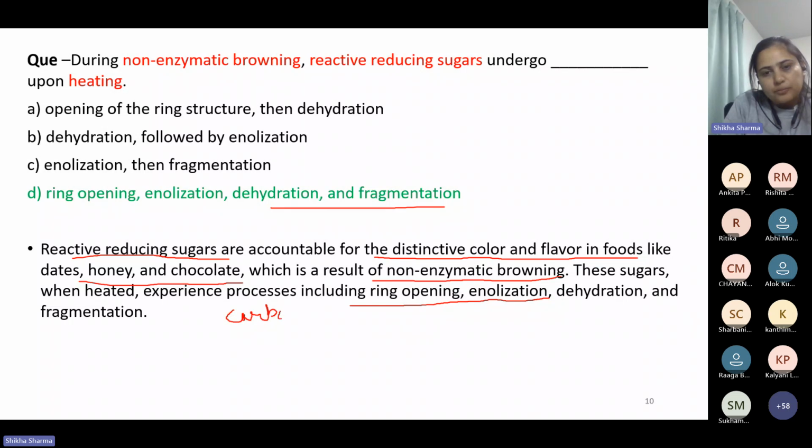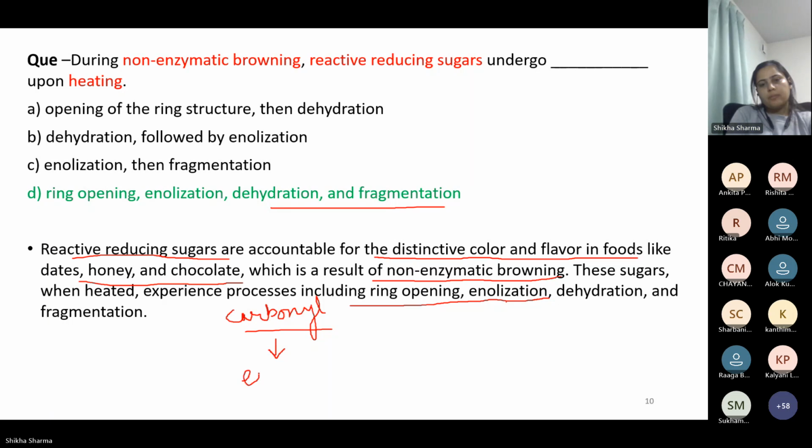carbonyl compounds like esters, ketones, and aldehydes are converted into the enol form. That is known as enolization. These carbonyl compounds convert into enols. And then dehydration and fragmentation.